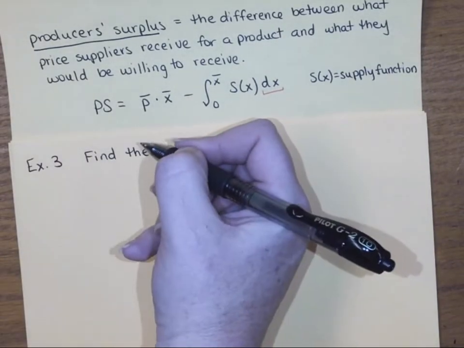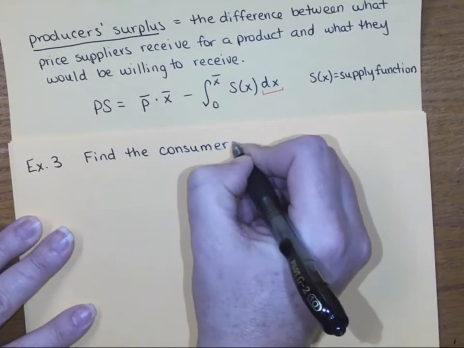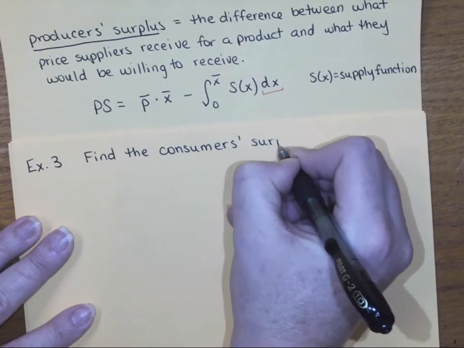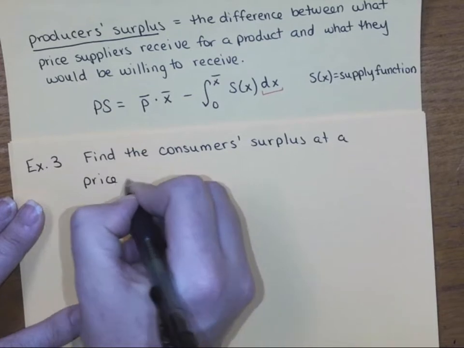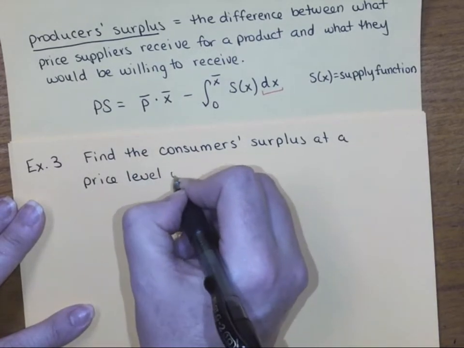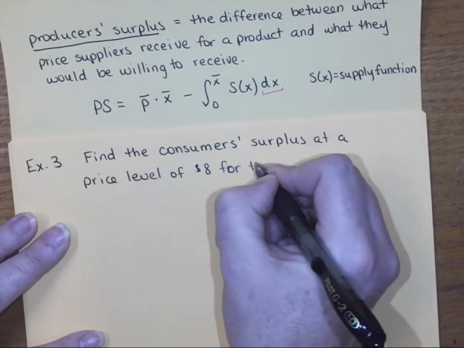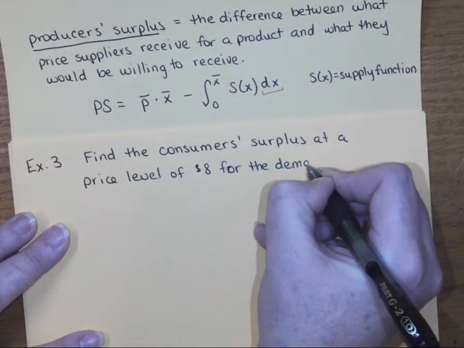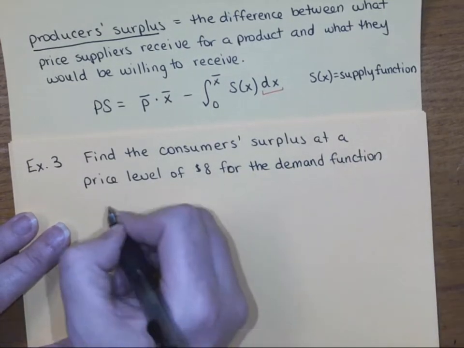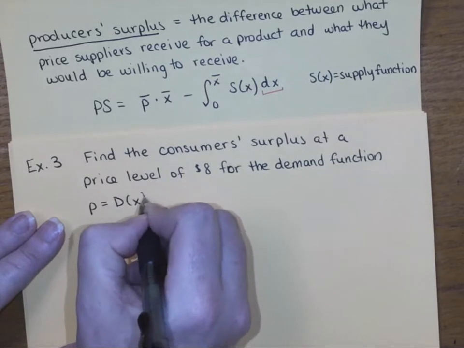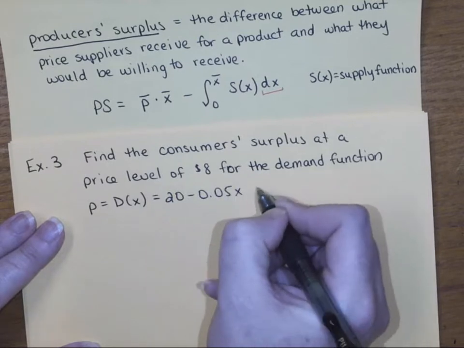All right, so let's find the consumer's surplus at a price level of $8 for the demand function P equals 20 minus 0.05x.